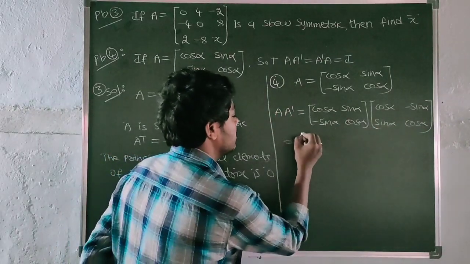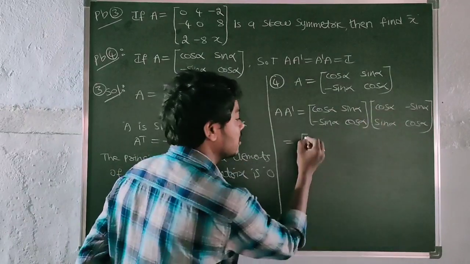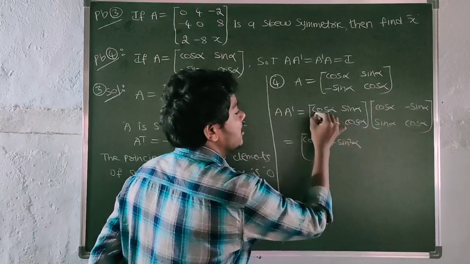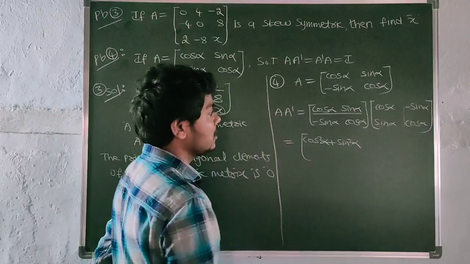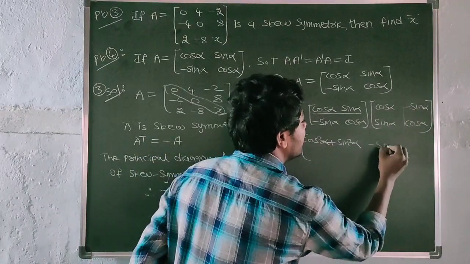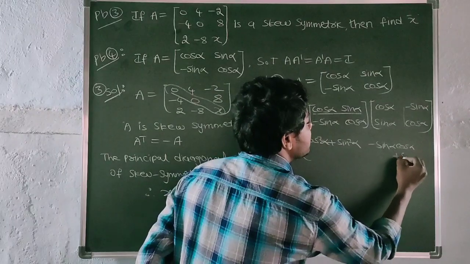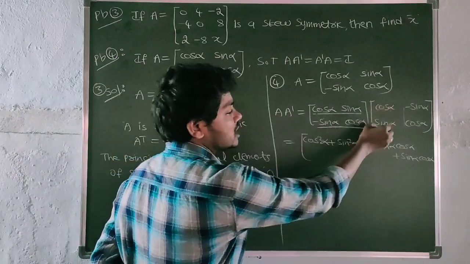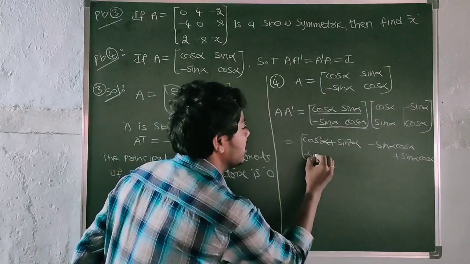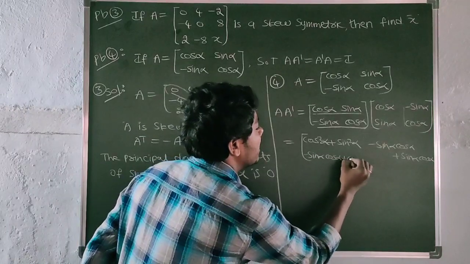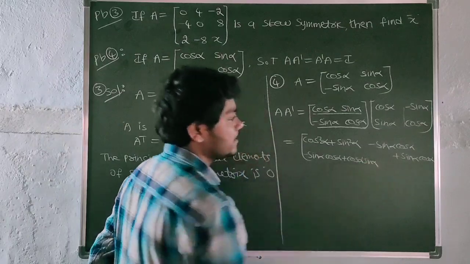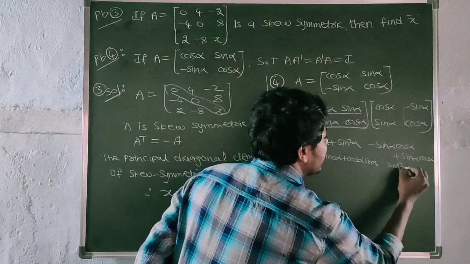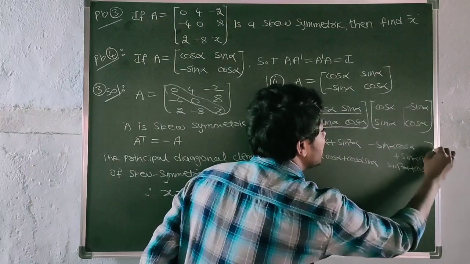Now here you have to multiply these two matrices. So what you get? This is equal to cos alpha into cos alpha, cos square alpha plus sin square alpha. Now first row with the second column, that is minus sin alpha cos alpha plus sin alpha cos alpha. Next, second row first column, that is minus sin alpha cos alpha plus cos alpha sin alpha. Next one, second row second column, sin square alpha plus cos square alpha.